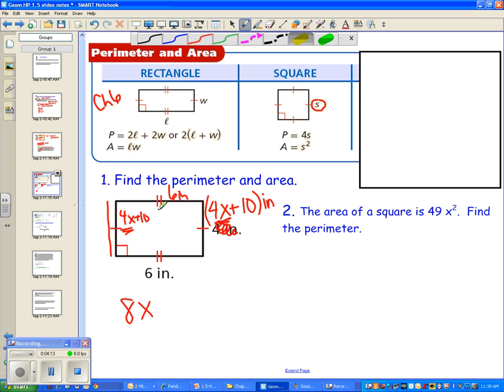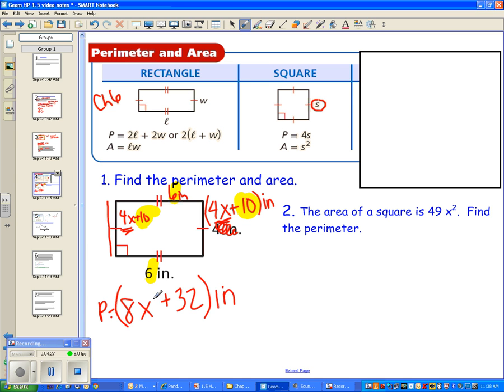So let's see, we have a 10 and a 10, that's 20, and we have a 6 and a 6. So 20 plus 12, that's 32. So your answer is going to be 8x plus 32 inches. That's the perimeter. You cannot solve for this x. This is as simple as it's going to get.